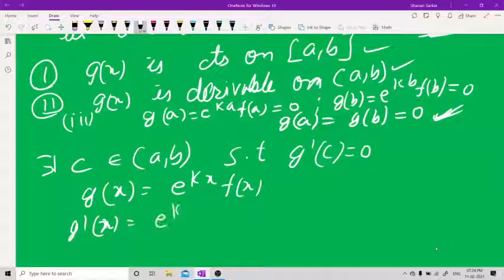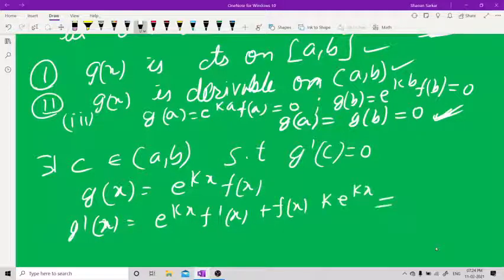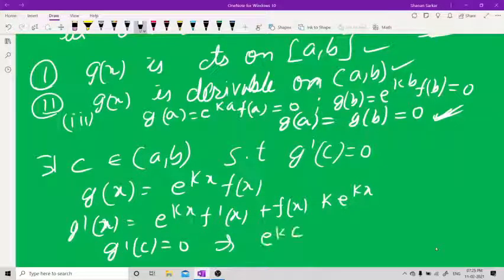First as it is, derivative of the second, plus second as it is, derivative of the first, e to the power of kx. And this is equal to, this is the thing, the derivative. Now g dash c is 0. That implies e to the power of kc f dash c plus f c k e to the power of kc equal to 0.